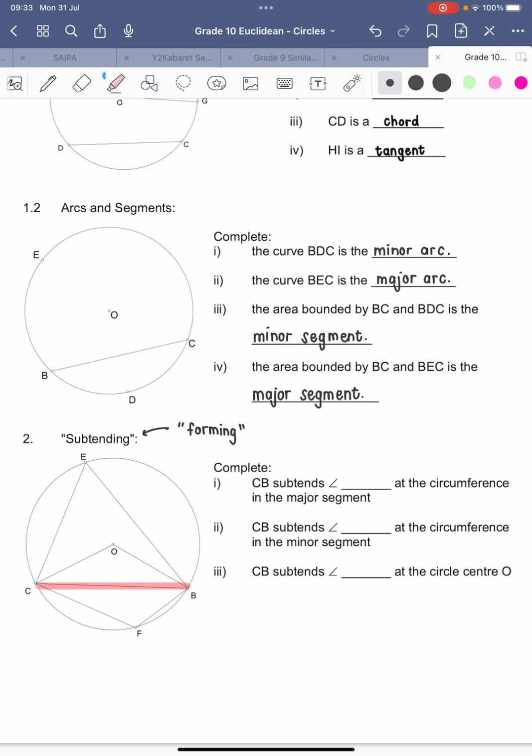So I'm looking at the first one. CB subtends angle what? At the circumference in the major segment. Do we agree that this is the major segment, guys?